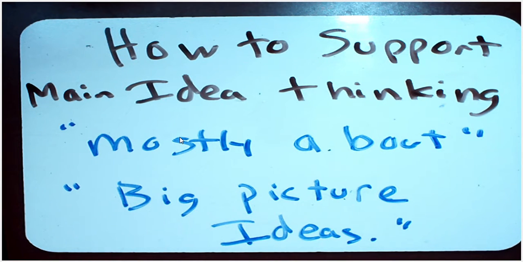Hey readers! So today we're going to talk about how we can support the main idea thinking. And remember, a main idea is what it's mostly about, or those big picture ideas. So yesterday we looked at how we can use the text features, specifically the photographs and subtitles, to help us start to think about what is this author's big idea, his big picture idea, and what he's mostly trying to tell us, or what she's mostly trying to tell us.